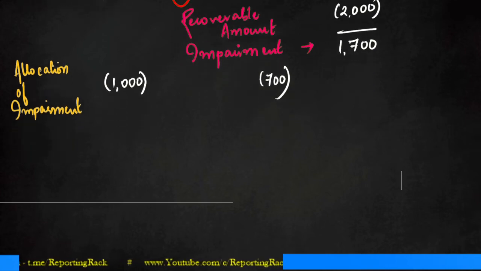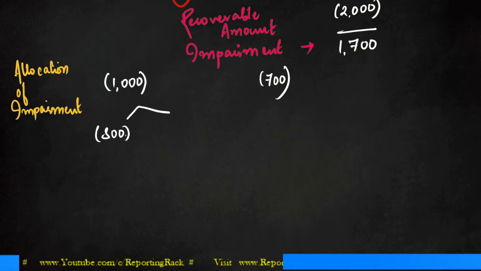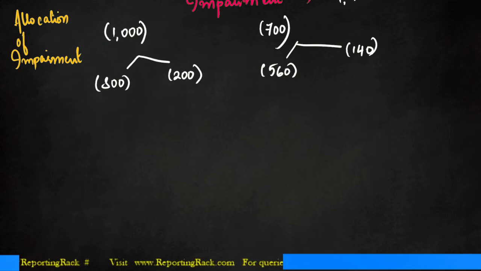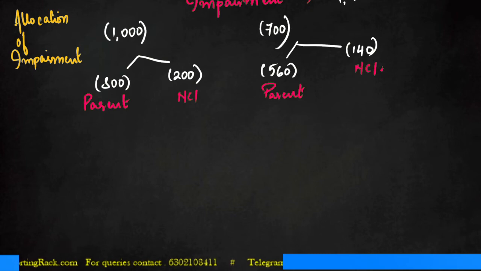Here, the entire goodwill of the holding company is written off, entire 800. 800 and 200. 560 and 140. In the 80-20 ratio, correct? So this is parent enterprise and this is NCI. This is how we will adjust.